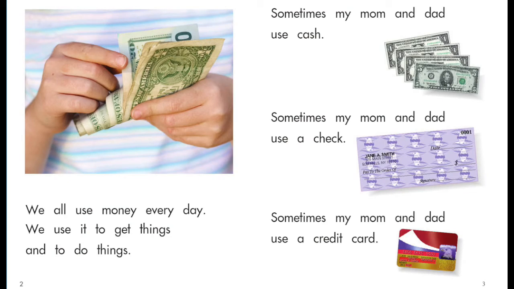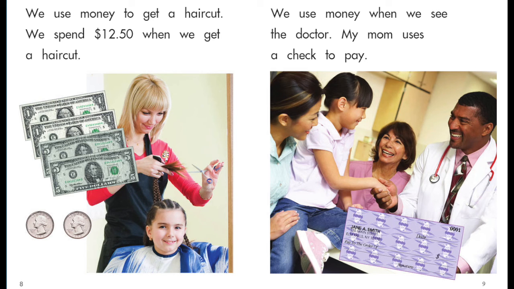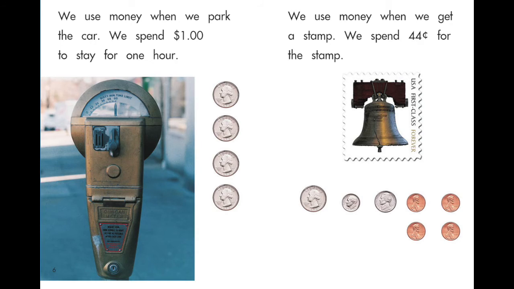It mentions credit cards, checks, and paper money. It doesn't mention coins or debit cards. You're right. It says cash. It says sometimes my mom and dad use cash. But if you go to the next page, it breaks cash into two types of money, which is paper money and coins. So when it says, for example, when we park the car or when we buy a stamp and it shows coins, that's usually included in cash. Cash can refer not only to the paper money, but paper money with coins, right?